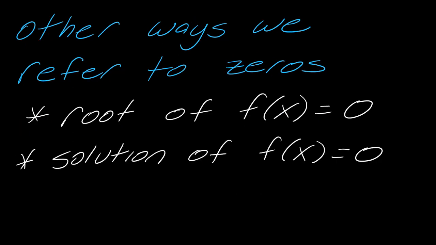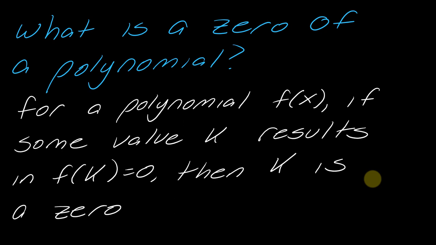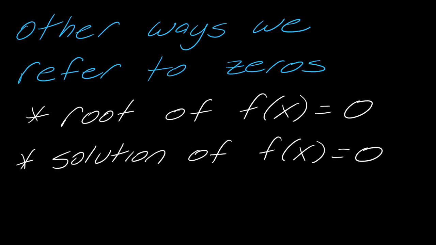Now, there are other ways that we refer to zeros. They all kind of mean the same thing. Instead of calling it a zero, we might call it a root of the equation f of x equals 0, or a solution of f of x equals 0. It all really boils down to the same thing. A zero is something that makes the polynomial equal 0, whereas a root or a solution assumes that the polynomial already equals 0, but it's basically the same thing.